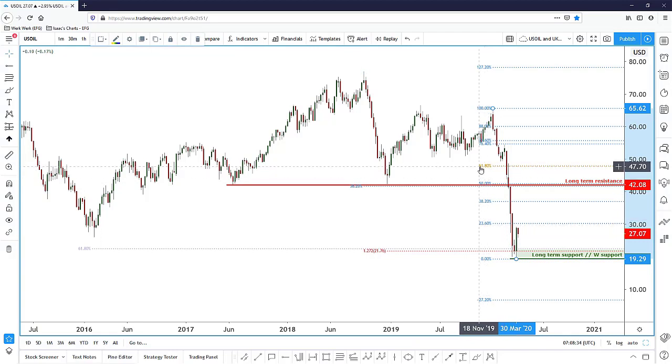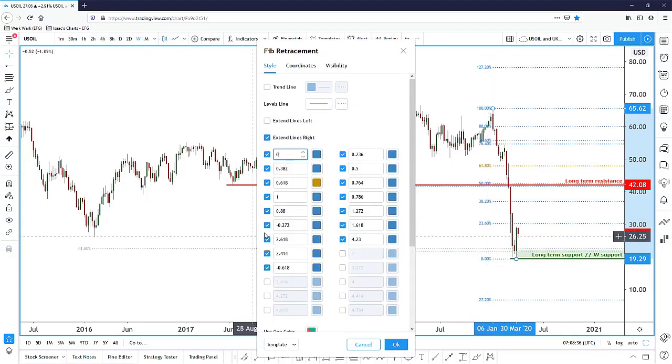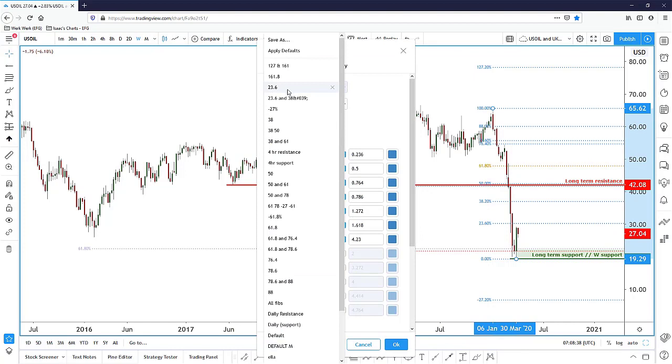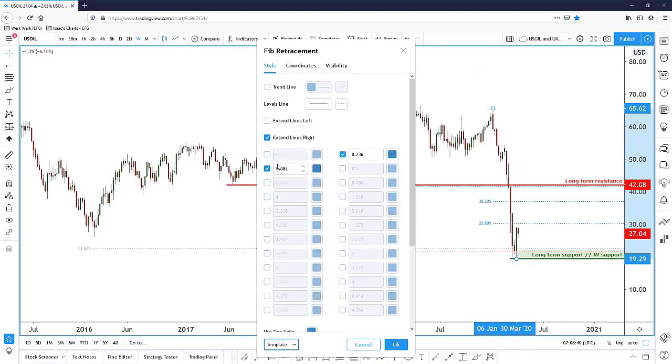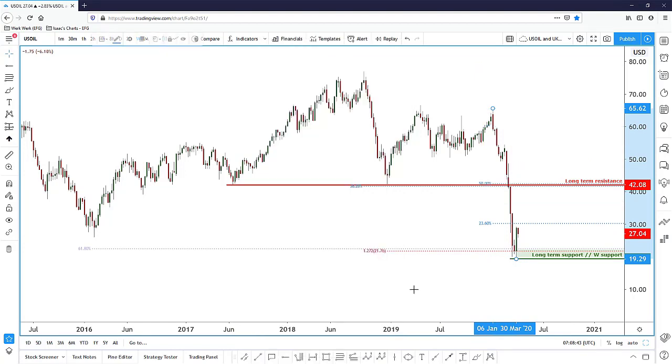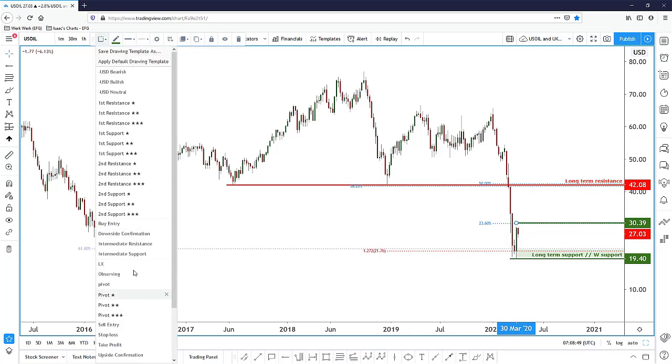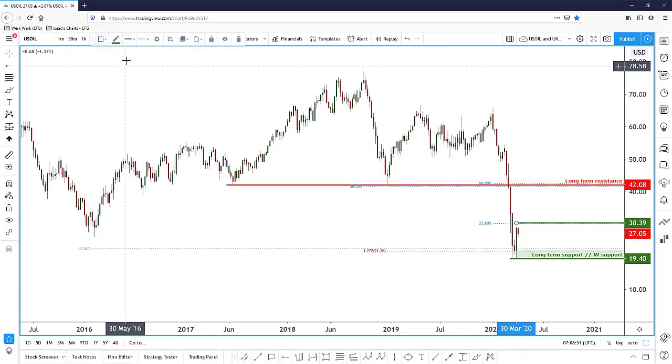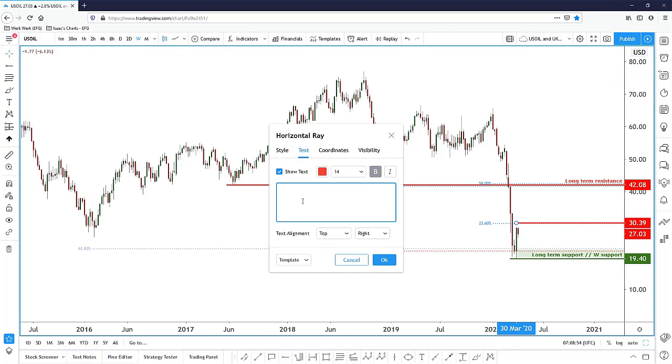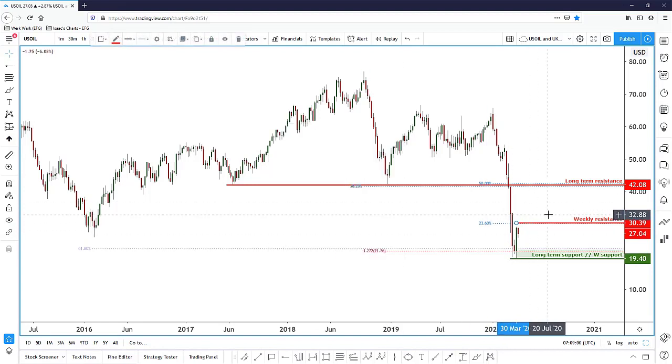I just want to highlight the 23.6 and the 50, because the 23.6 will pose as an immediate resistance to be looking at. So let me just put this level here. Call this a resistance, and this will be our weekly resistance. Now, there's no graphical level. It's purely based on Fibonacci. So let's just go down to the daily.